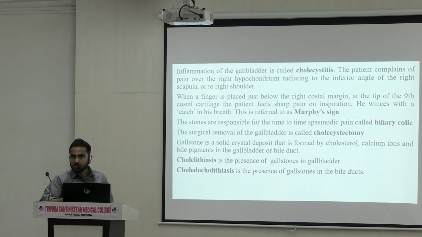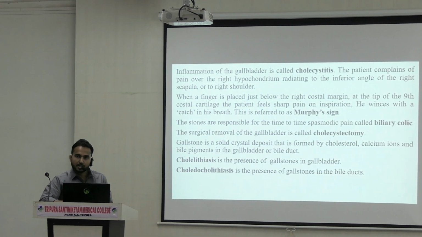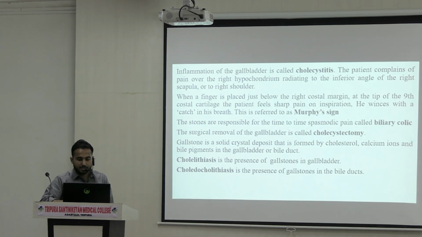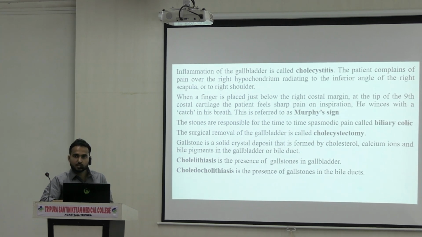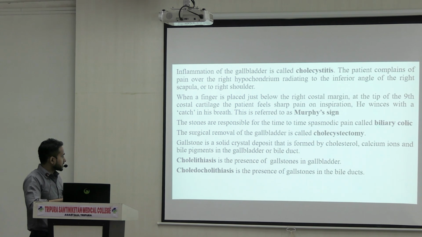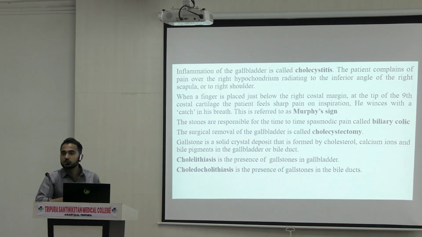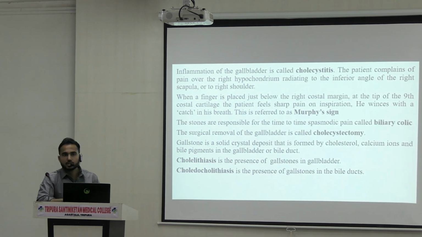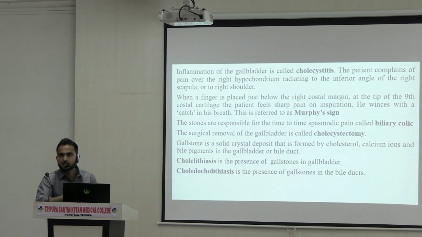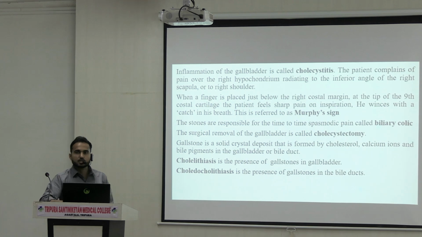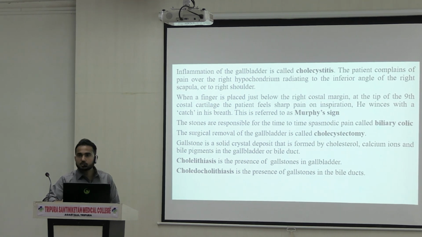Next, the surgical removal is called cholecystectomy, and the gallstones are nothing but solid crystal deposits in the form of cholesterol, calcium ions, and bile pigments in the gallbladder and in the bile duct. Now, if the gallstones are present inside the gallbladder, then it is called cholelithiasis. As you can see, it is called cholelithiasis. And choledocholithiasis means presence of gallstones in the bile duct. These terminologies are important because as you go into the higher semesters, these terminologies will be used. So it will be better if you know the terminologies from now onwards.